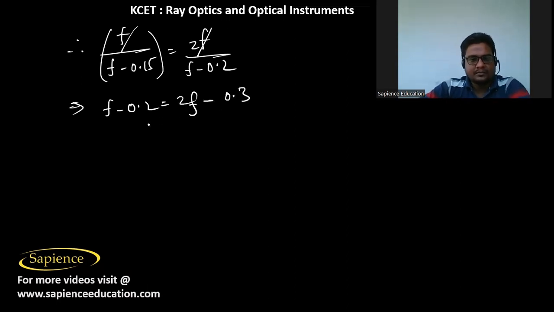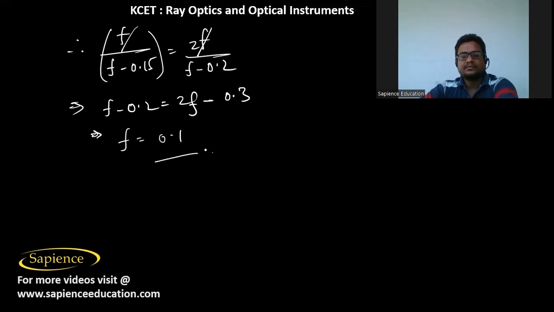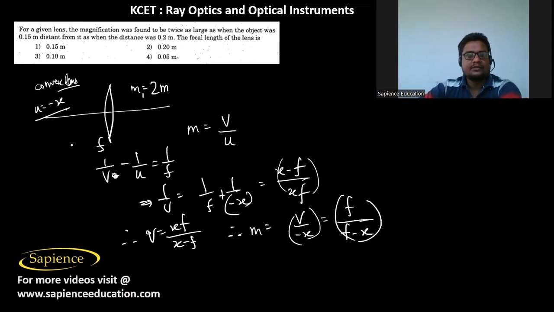So F and F will cancel out. Then we can say that F minus 0.2 will be equal to 2F minus 0.3. So 2F minus F, which is F, will be equal to 0.3 minus 0.2, that will be equal to 0.1. 0.1 meter is the focal length of the lens. So option 3 is the correct answer.